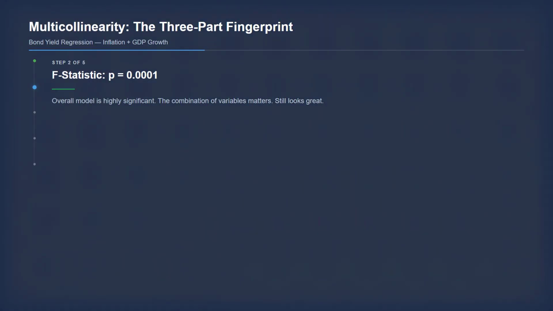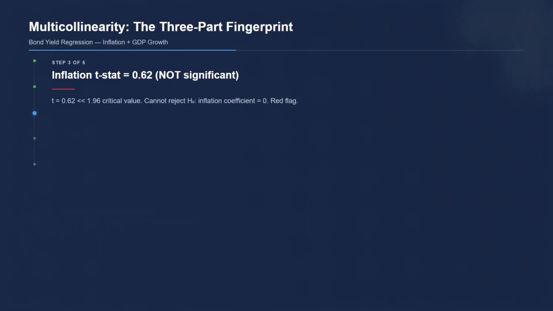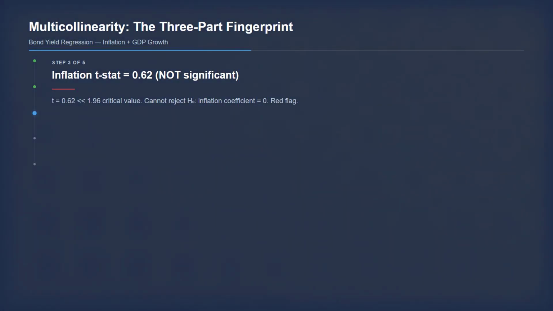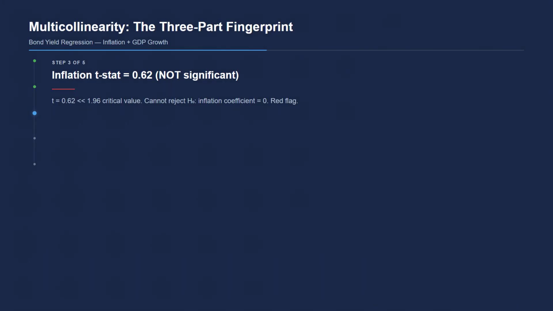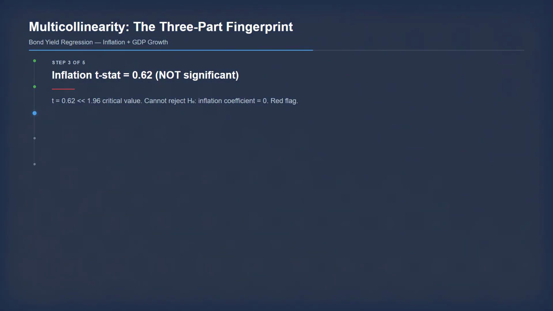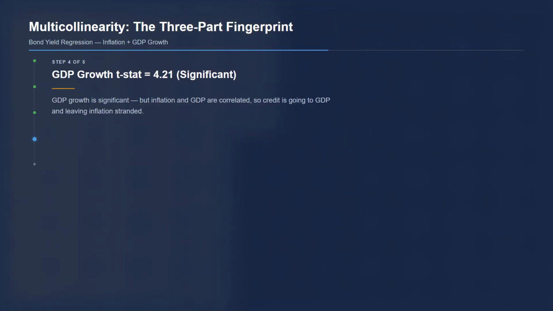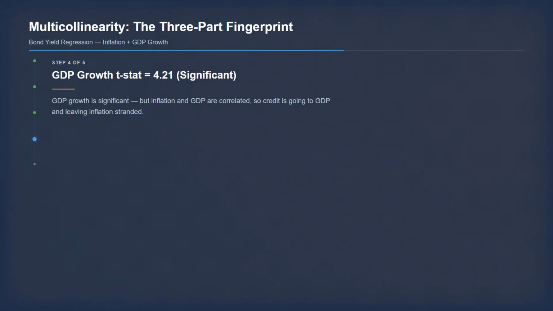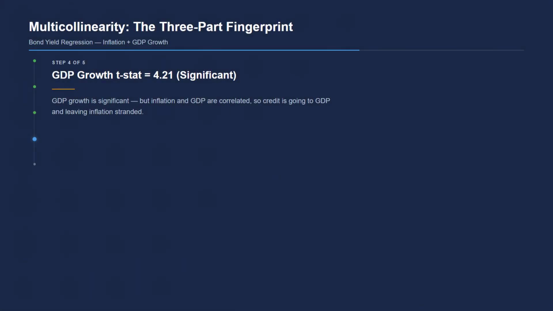Overall model is significant. Step 3, individual t-statistics. Inflation t-stat equals 0.62. GDP growth t-stat equals 4.21. Inflation is completely insignificant. That is the multicollinearity fingerprint. High R-squared, significant F-test, individually insignificant t-stats.